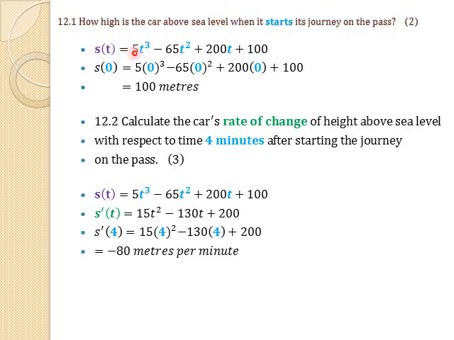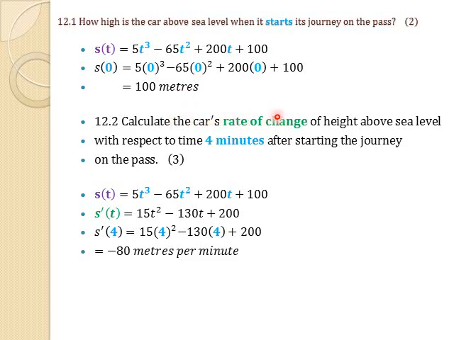So s(t) equals 5t cubed minus 65t squared plus 200t plus 100. When it starts, time is 0. So there's 0 cubed, 0 squared, 200 times 0, plus 100. Those fall away, so when the car starts, it's 100 meters above sea level.